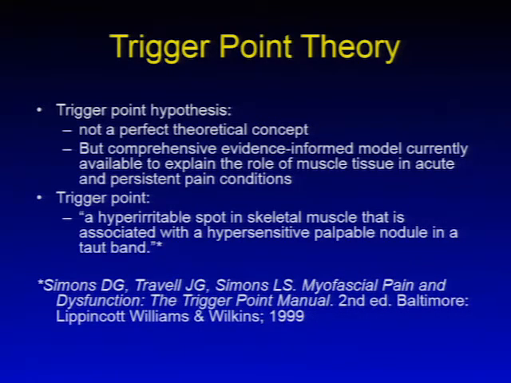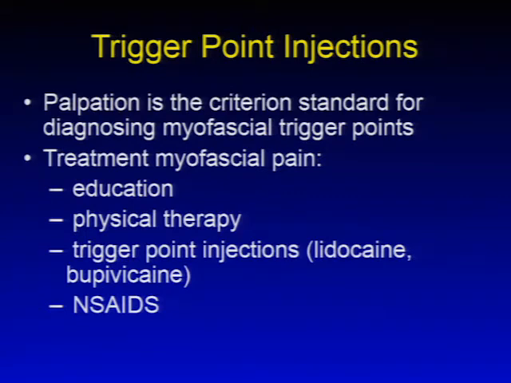Trigger point hypothesis is not a perfect theoretical concept, but there are comprehensive evidence-based models that show that using needle therapies, massage therapies, to break up the taut skeletal muscle band may be helpful in improving pain conditions. Trigger point injections are typically described as where palpation is the criterion standard for diagnosing these spots. Other ways to treat myofascial pain include education, physical therapy, trigger point injections as noted, and NSAIDs.